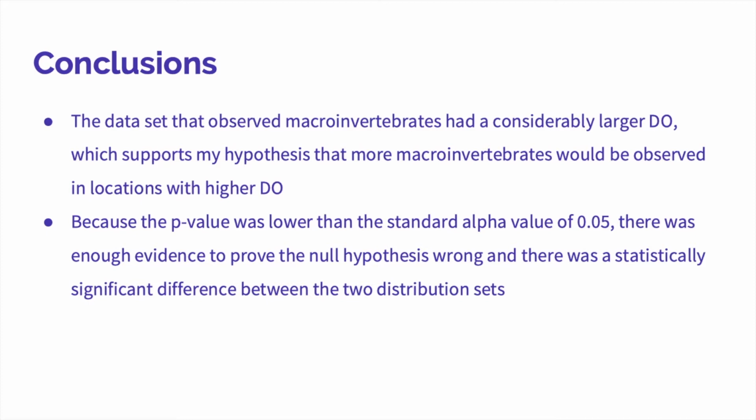In regards to my central question, which looked to answer if macroinvertebrates could be used as bioindicators to detect dissolved oxygen in water, the data set with macroinvertebrates having a considerably larger average DO supported my first hypothesis that more macroinvertebrates would be observed within locations with higher dissolved oxygen. In addition, because the resulting p-value was lower than the standard alpha value of 0.05, there was enough evidence to prove the null hypothesis wrong and prove that there was a statistically significant difference between the two distribution sets. This further supported my second hypothesis, that lower DO levels correlated with the lack of macroinvertebrates.